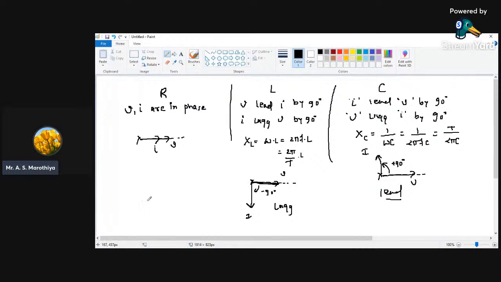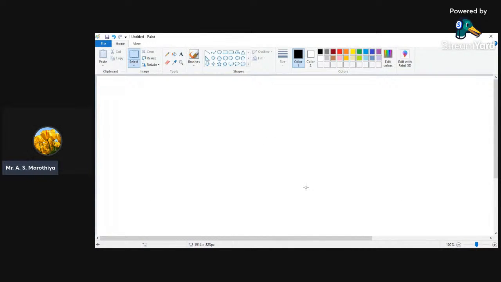But in case of a pure resistor, current and voltage are exactly in phase. That means there is no phase difference, or you can say the phase difference is going to be 0 degrees. Here we have 90, and again here we have 90. This is very important, and you have to remember this. That is very, very important. Based on this, let's try to solve some numericals that were asked in previous year GATE.